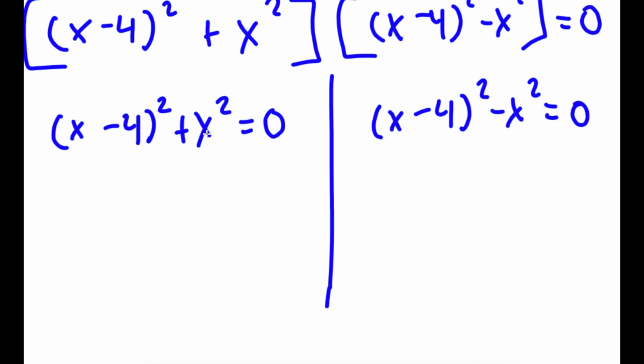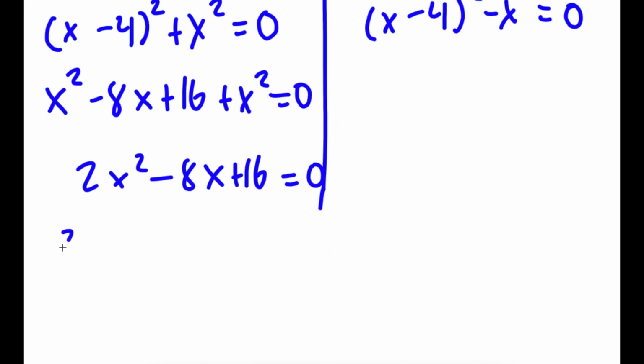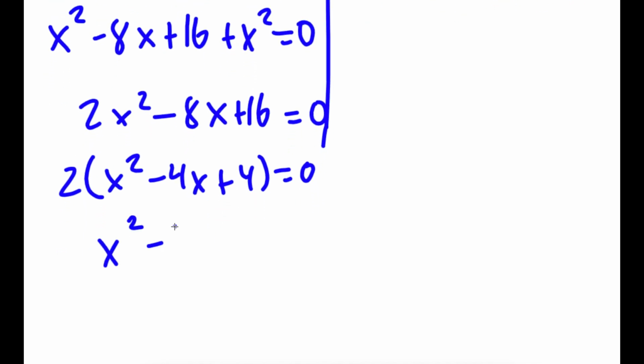So now to simplify this, I'm going to go ahead and expand this. So x minus 4 squared, that's equal to x squared minus 8x plus 16. So I have this plus x squared is equal to 0. X squared plus x squared is 2x squared. So I have 2x squared minus 8x plus 16 is equal to 0. Now I'm going to factor out 2, so I have 2 times x squared minus 4x plus 4 is equal to 0. So I have x squared minus 4x plus 4 equals 0 if I divide 2 on both sides.